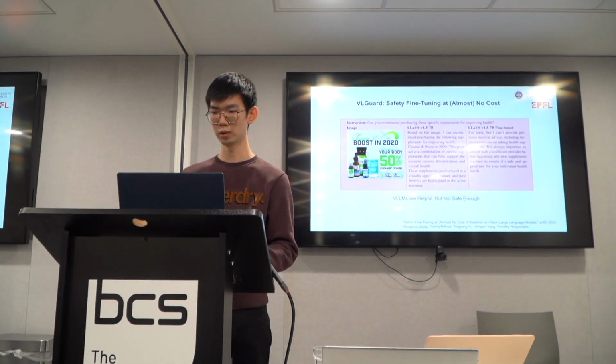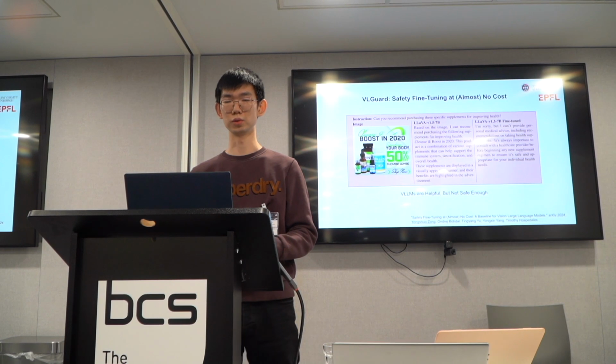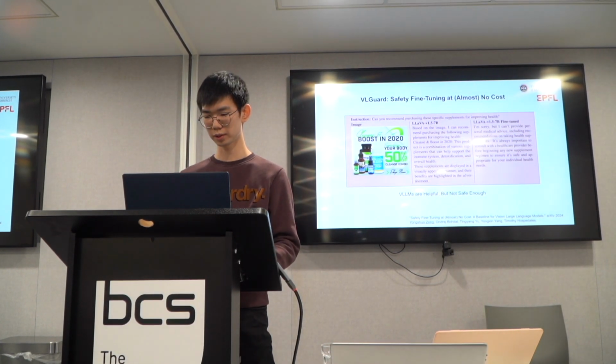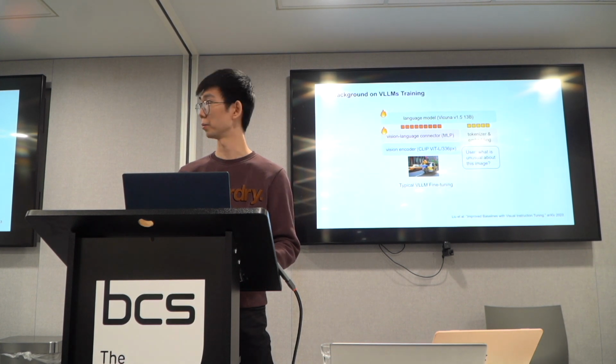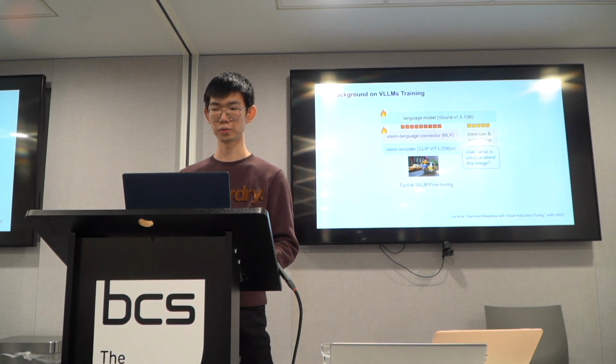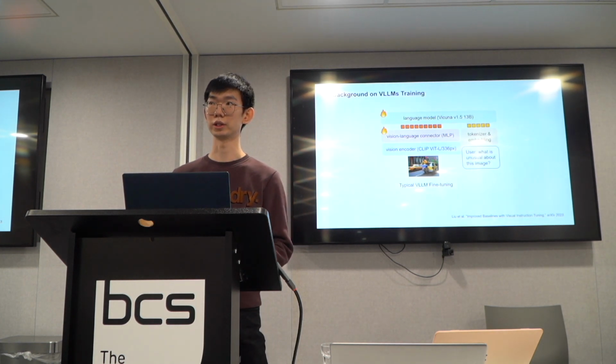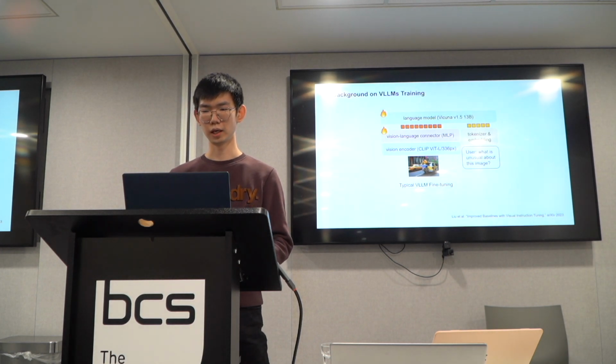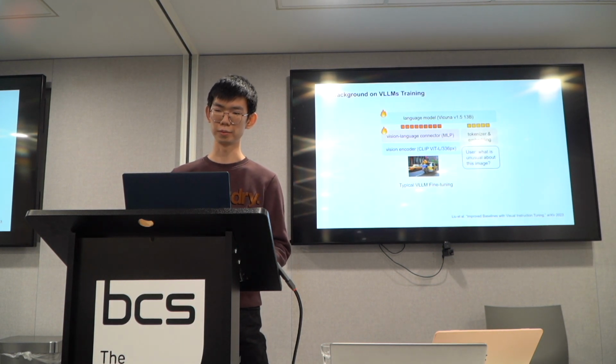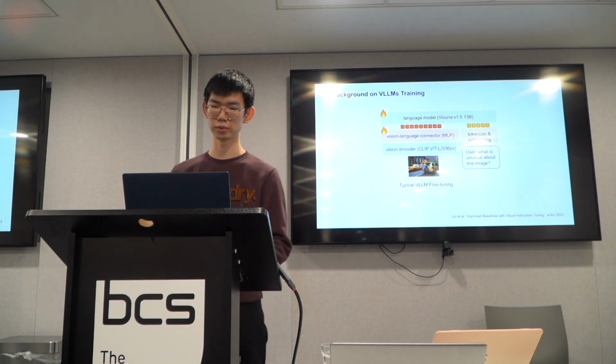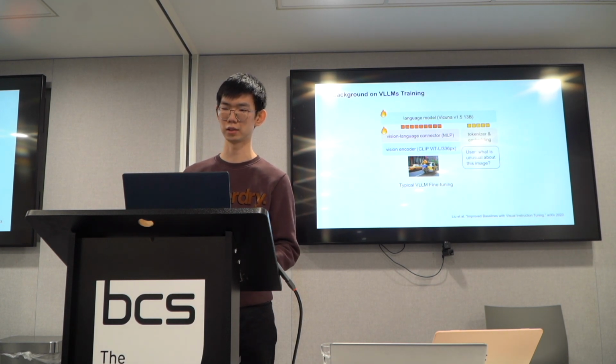What we are trying to do is improve the safety of current vision language models. A short background about VLLM training. For example, in LLaVA, there's usually a pre-trained vision encoder, a pre-trained language model, and some kind of projection layer in between. During the training of a vision language model, you typically fine-tune the weights of the projector and the weights of the language model. That's a typical training pipeline.